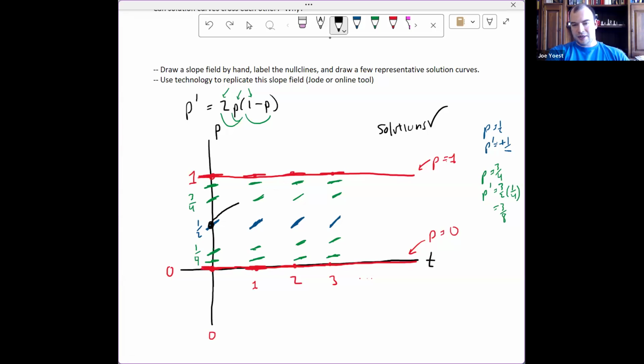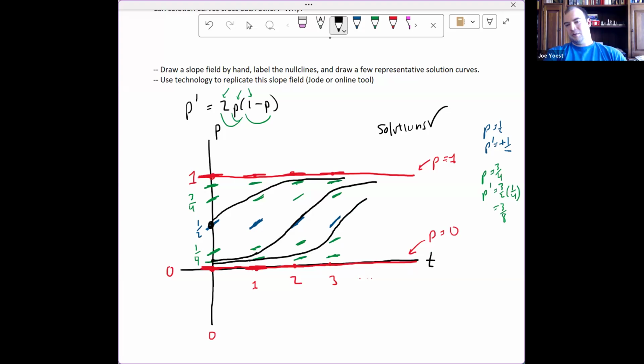I know it's not going to cross the red curve, but it's going to keep getting closer. It looks like it's going to asymptotically approach that red curve. If I'm down here, I start almost horizontal, but my curves start getting steeper and steeper until I get pushed up towards that p equals 1 curve, and then I flatten out. Start quite close to 0, it might take me a while.